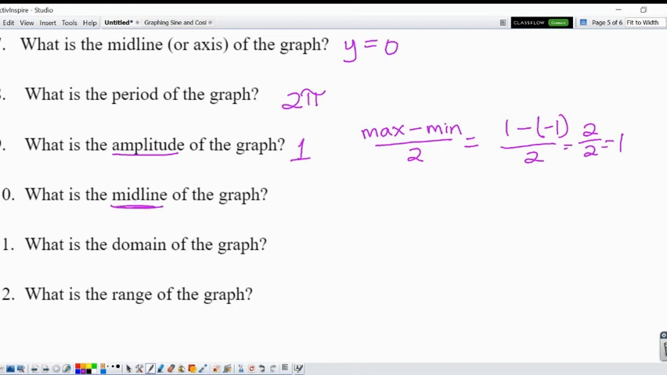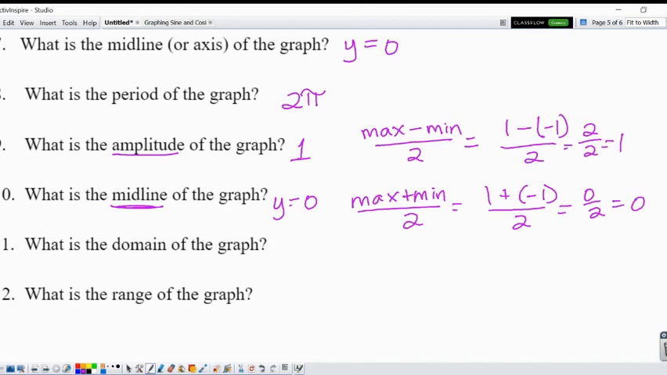Midline of the graph, we want to split it in half into its upper and lower halves, and that's y equals 0. We want to see that we can get that same equation by doing max plus min divided by 2. 1 plus -1 divided by 2, just like a midpoint equation, gives us 0 over 2 or 0. So the middle of the graph is 0.